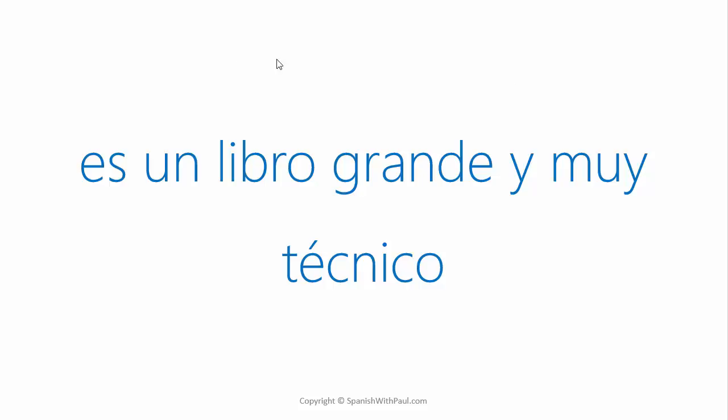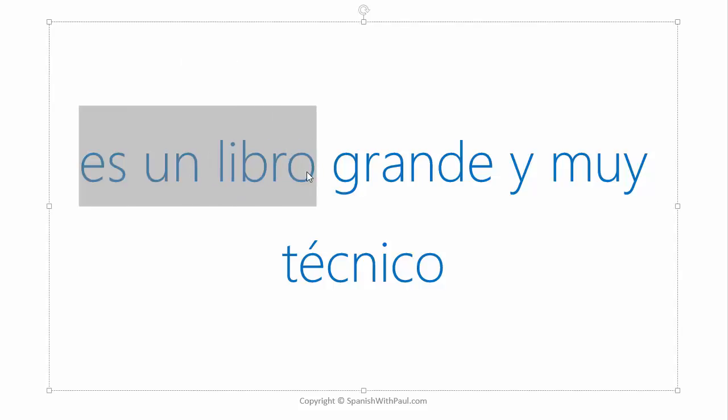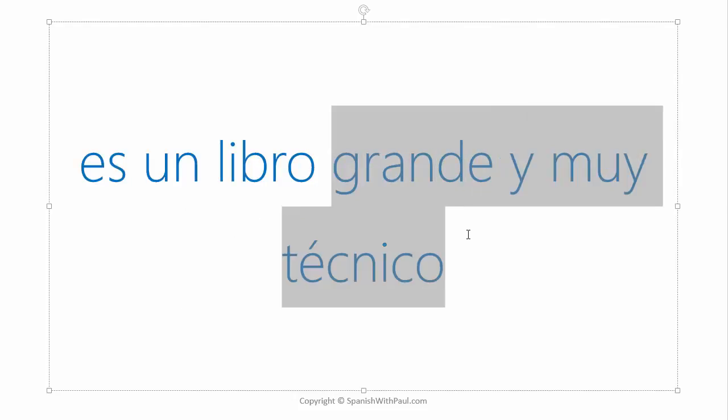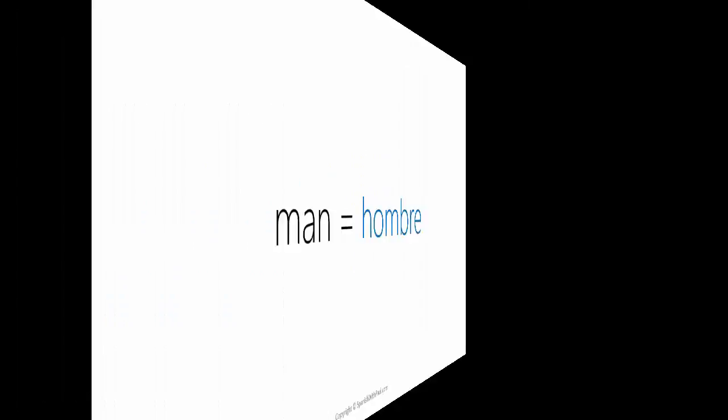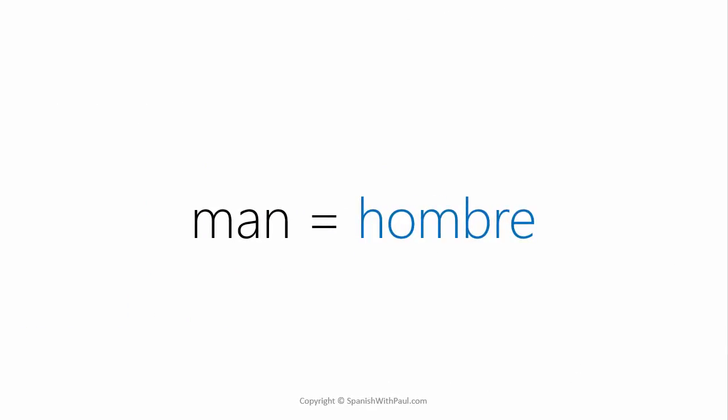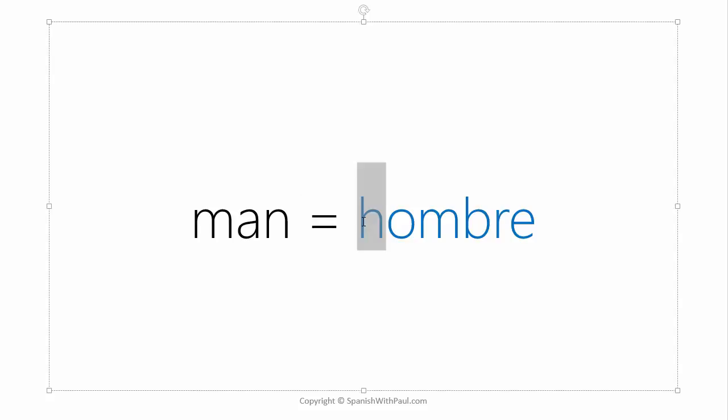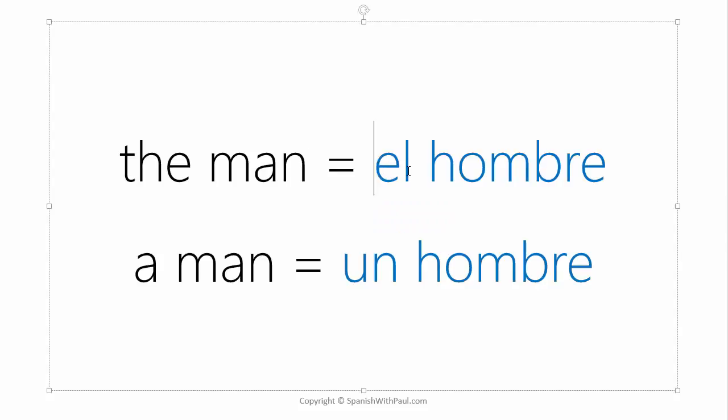Once again, we first state what it is. Es un libro. Then we tag on the description. Grande y muy técnico. The word for man in Spanish is hombre, spelt H-O-M-B-R-E. But of course, we ignore the H in our pronunciation and we start from here. Hombre, hombre. Now this is a masculine word, so it would be el hombre for the man, and a man would be un hombre, un hombre.